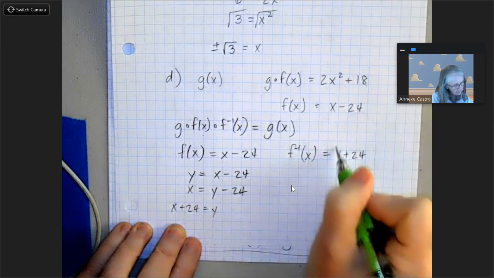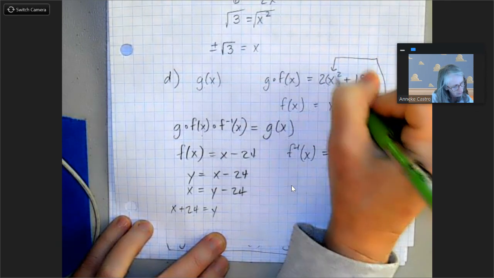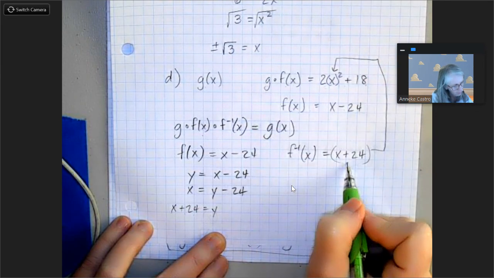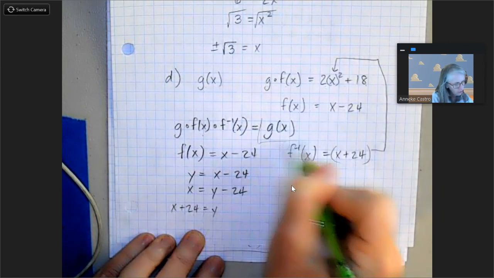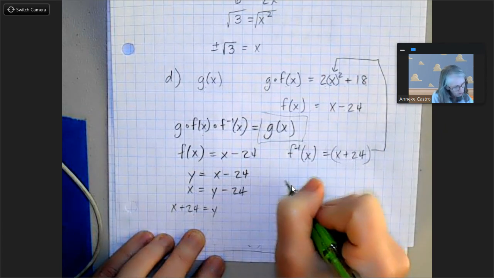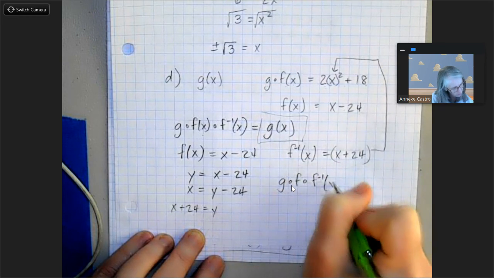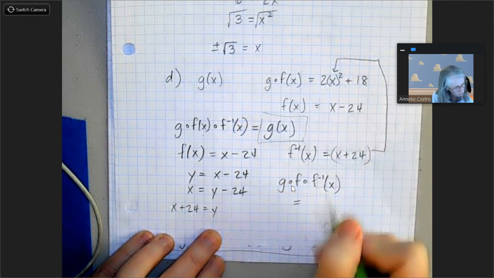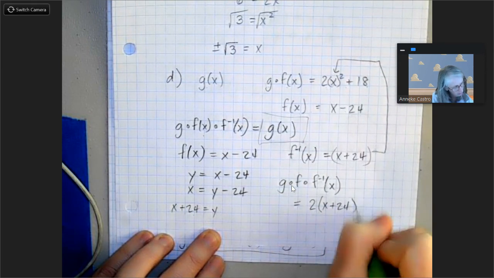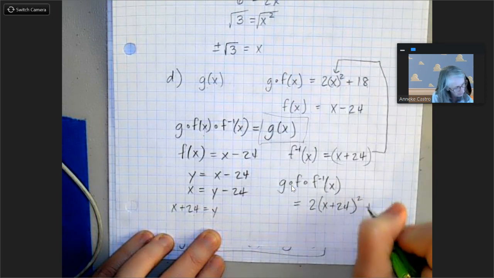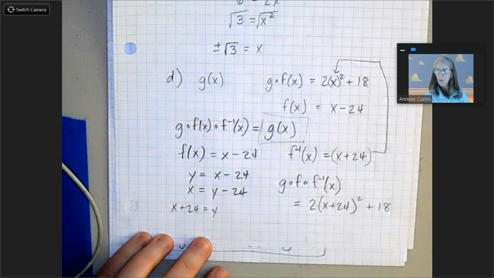Now I can take this and put it into this function right here, my g of f of x. I'm going to put in my inverse function, and when I simplify it, I will be left with g of x. So g of f inverse of x, that's another way of writing it, is going to be equal to 2 times (x plus 24) squared plus 18. And I'll let you take it from there. Okay, hope that helped a little bit. That was a really tricky one.